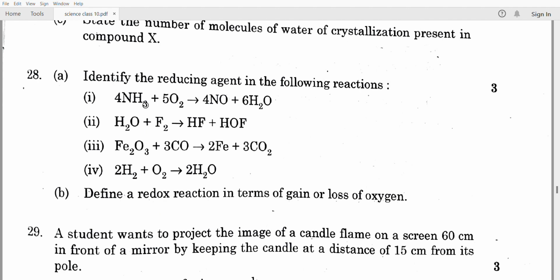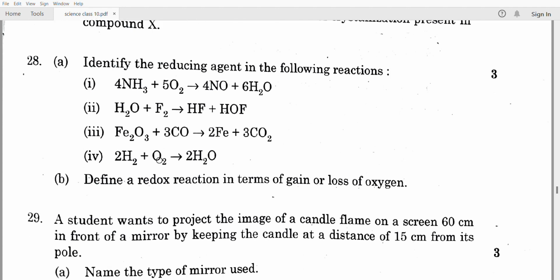If we move on to the 28th question, identify the reducing agent in the following reactions. Here ammonia is getting oxidized by oxygen, so ammonia is acting as a reducing agent. The reducing agent is the one which is getting oxidized. In H2O plus F2 gives HF plus HOF, losing electrons is oxidation and gaining electrons is reduction. Here water is losing oxygen, so water is being reduced, so F2 acts as a reducing agent.